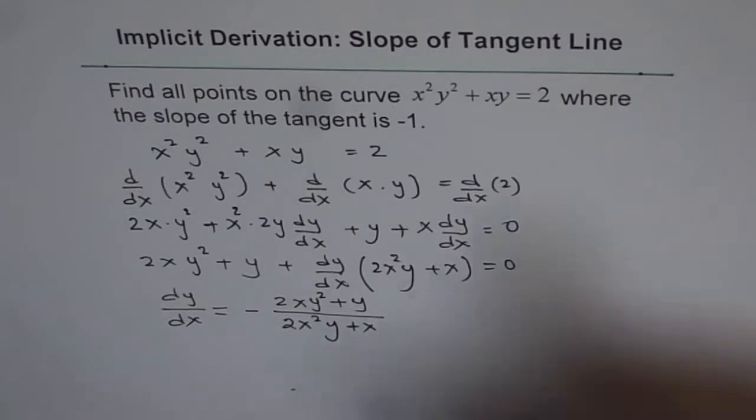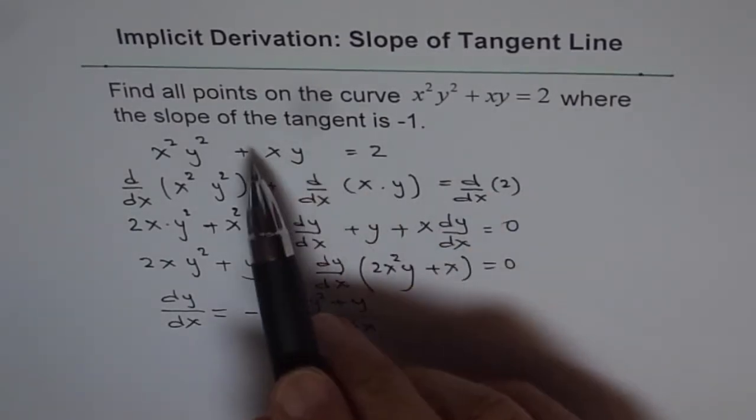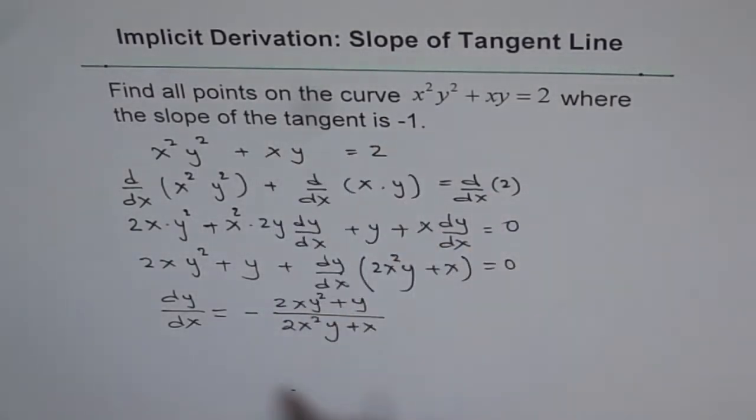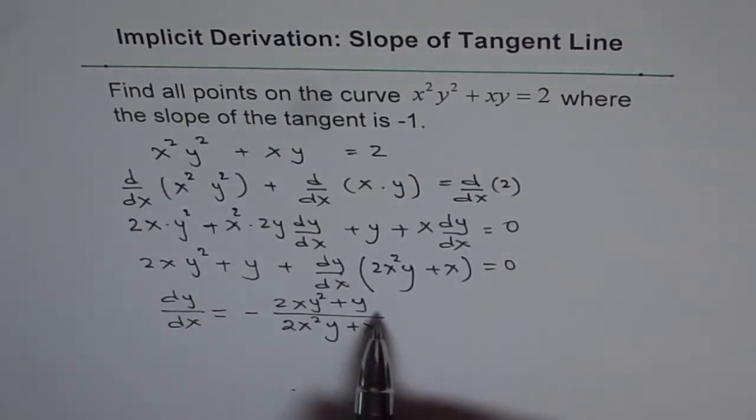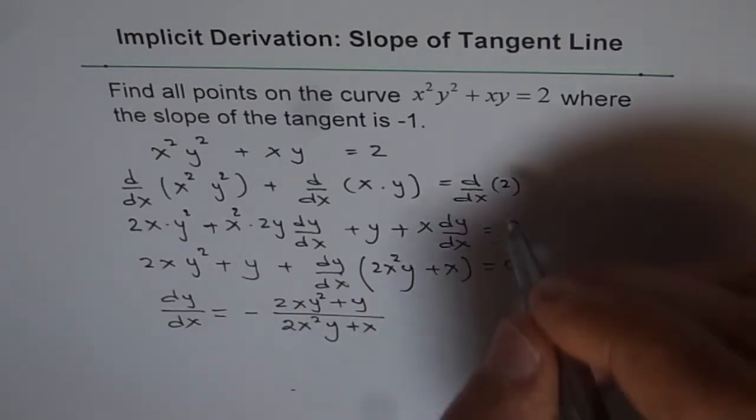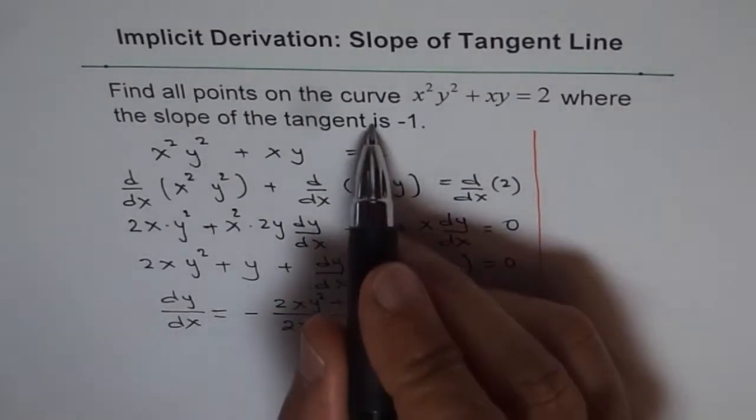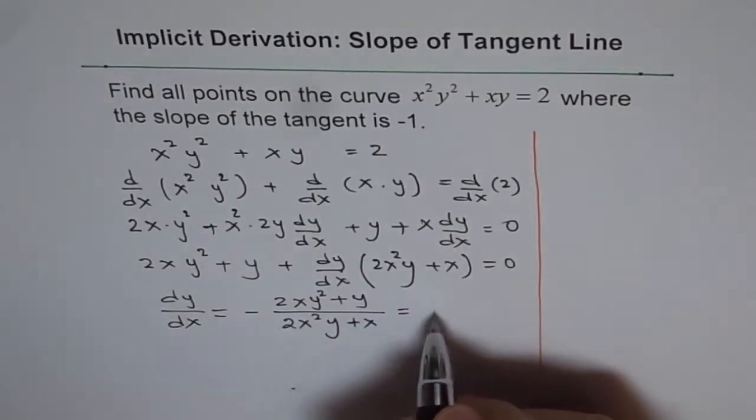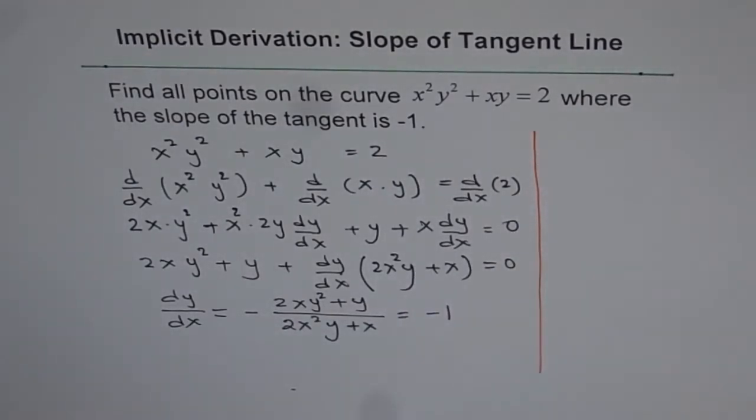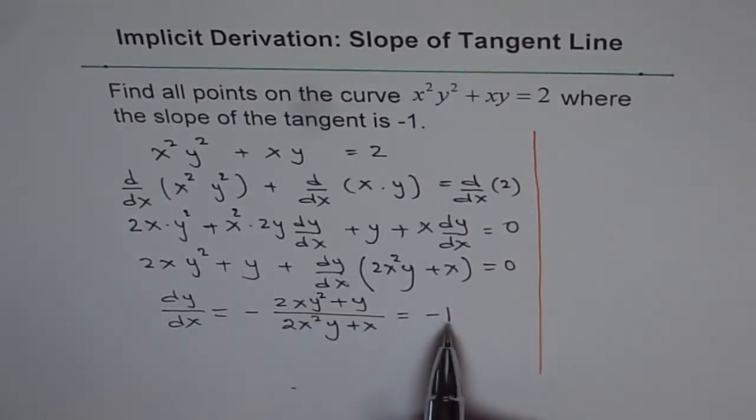Now we are trying to find where the slope of the tangent is -1. That means we should equate this to -1 and find our answer. So let's do that part. So basically what we are trying to do now is we want the tangent slope to be -1. So we'll equate this to -1 and then calculate. So if we want to write this as -1, then we can cross multiply and we'll solve it on the right side.